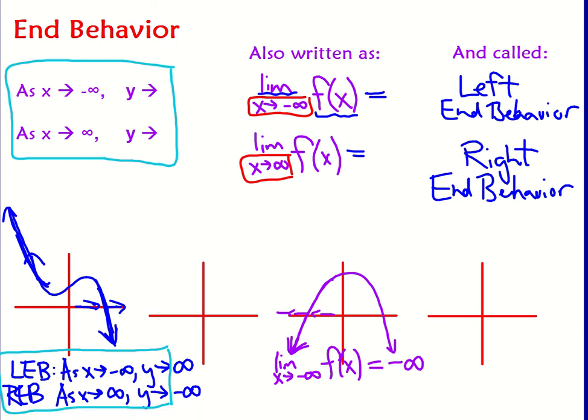And if we want to finish that out, we can do the limit as x approaches positive infinity of f of x. And as x is going towards positive infinity, which is going to the right, what is the graph doing? The graph is still going down towards negative infinity. So in this case, the negative infinities are indicating what y is headed towards.